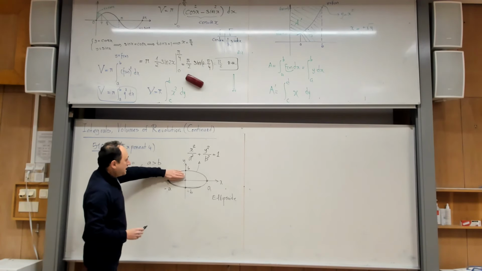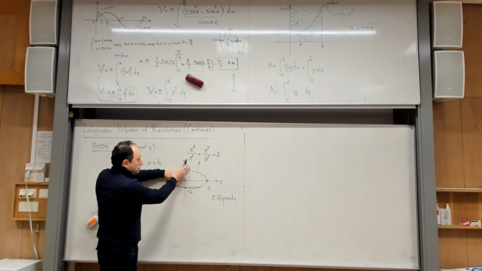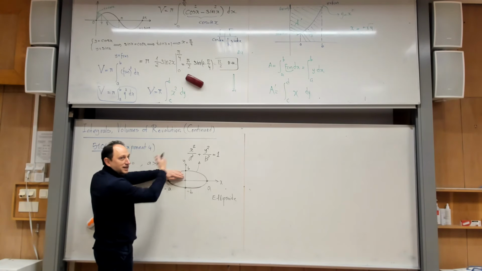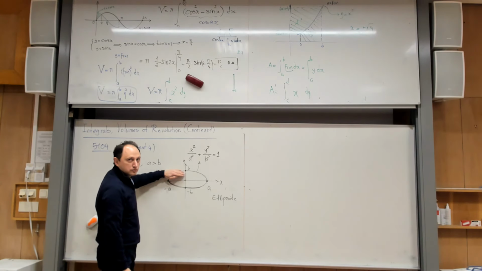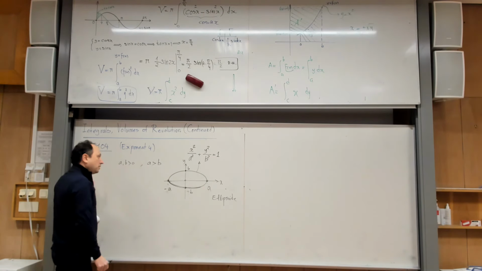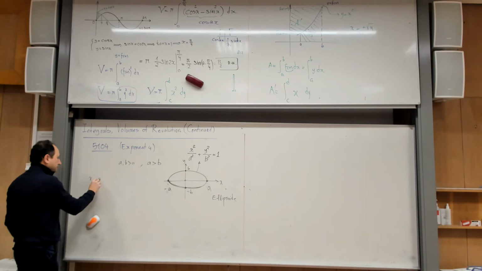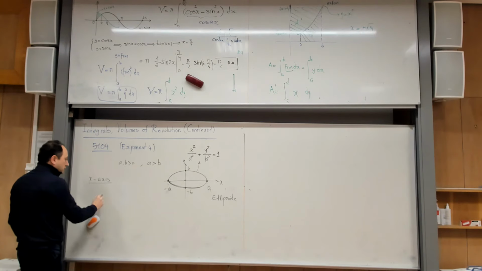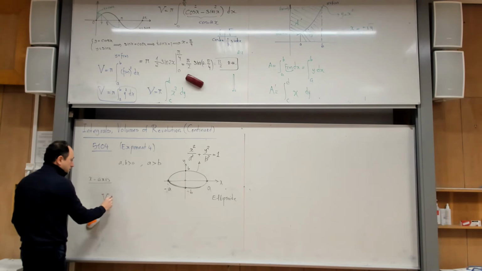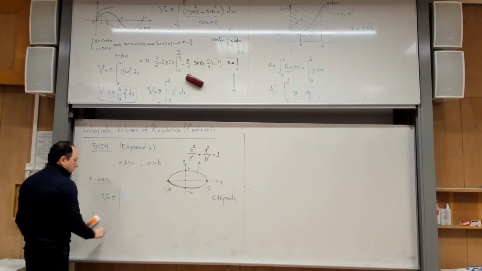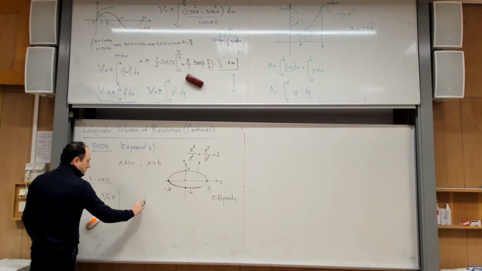Or I can take only this part and rotate it, and then at the end multiply it by 2. Yes, that's up to you. But for me, the second one is easier because of calculations. But the point is that, first of all, for rotation about the x-axis, I need to write my formula. V is pi, integral, and then dx.